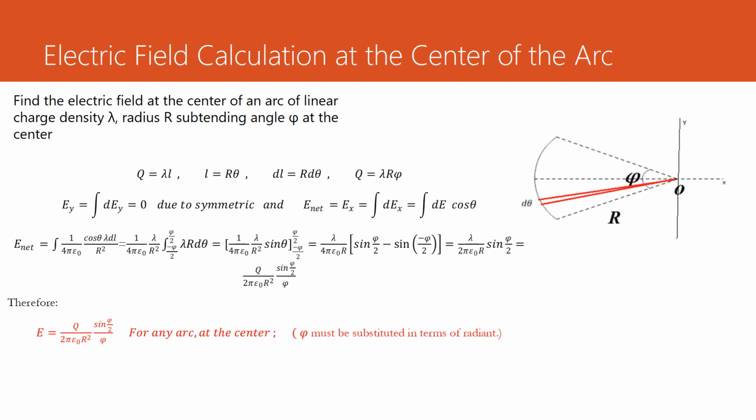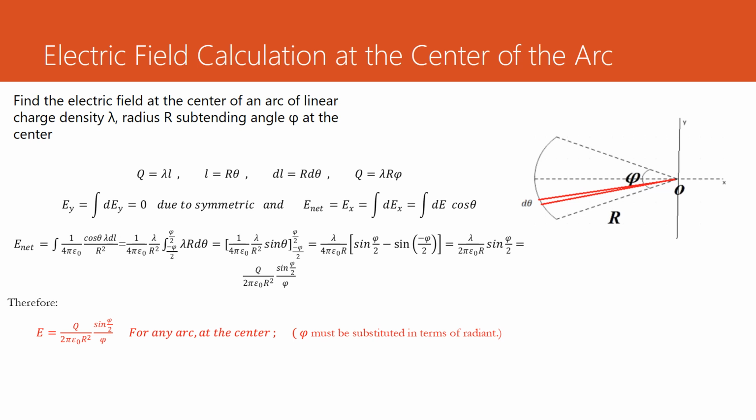Because we want to benefit from the symmetry, we choose the point O as the point where we want to measure the electric field. Let me assume we set up our x and y axes, with x passing through the midpoint of the arc. If we do this, we can benefit from symmetry. If this is dq, it must create a vector dE, such as here. This dE itself has two components, dEx and dEy.